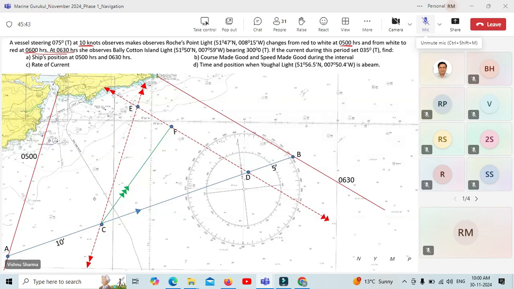Now, put your ruler on the CTS and draw it through F up to the third PL. CTS through F up to the third PL. And where it cuts the third PL, call that point G. So now we have gone from A to G.